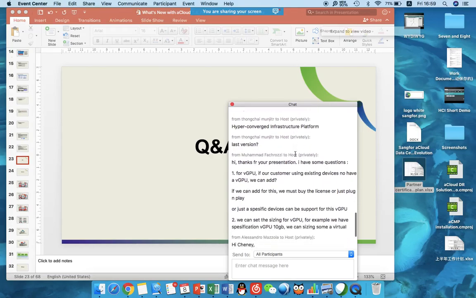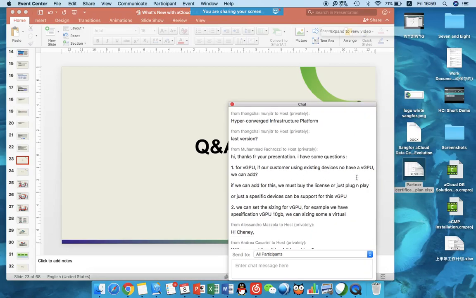And the next question is, for vGPU, if our customer is using existing devices that don't have vGPU, can we add it? Yes, they can also do that. And most NVIDIA GPUs can support pass-through mode. So if they don't have vGPU, they don't want to buy a license from NVIDIA, and they have very few VMs that need to use GPU resources, then they can use GPU pass-through on aCloud. But the prerequisite is the graphic card must be from NVIDIA, because now we only support NVIDIA GPU.